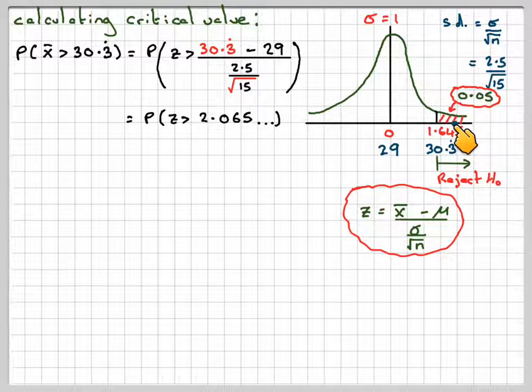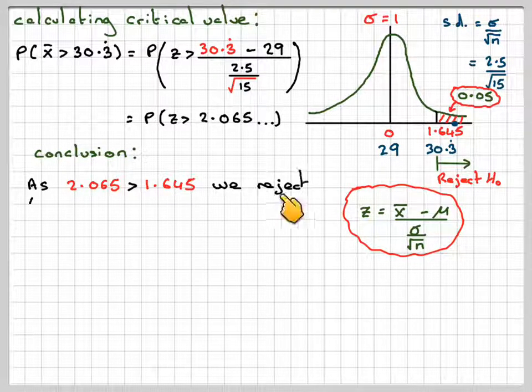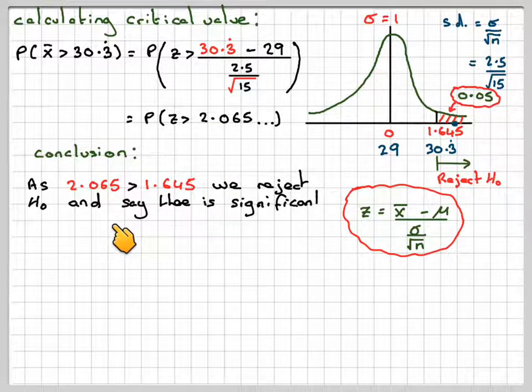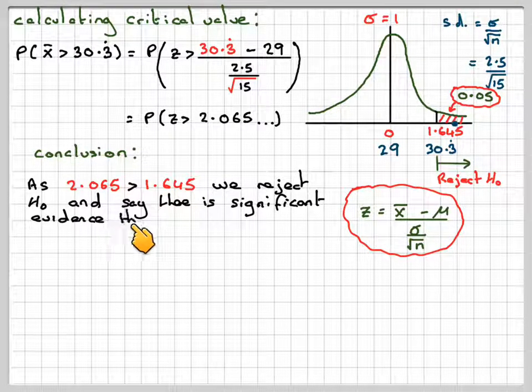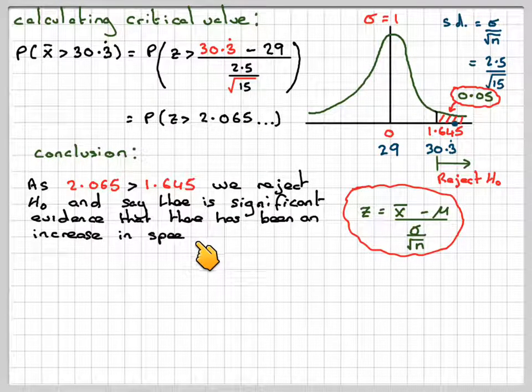So that is to the right of the critical value. So we can now make a conclusion. So the conclusion will be, as 2.065 is bigger than the critical value 1.645, we will reject, because it's landing in that area, and say there is significant evidence that there has been an increase in speed. Right, that's one way of doing it.